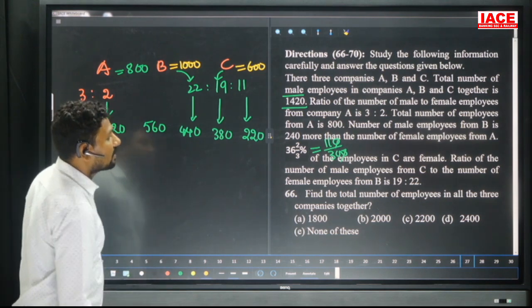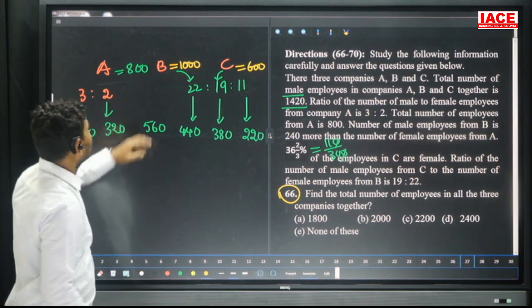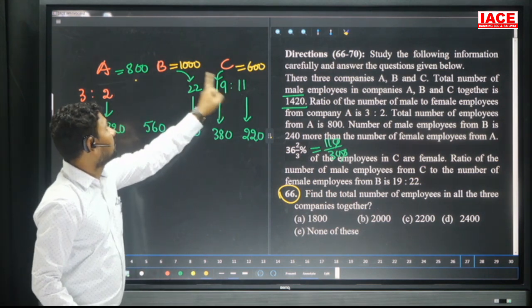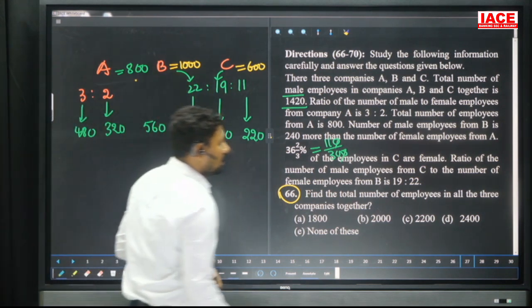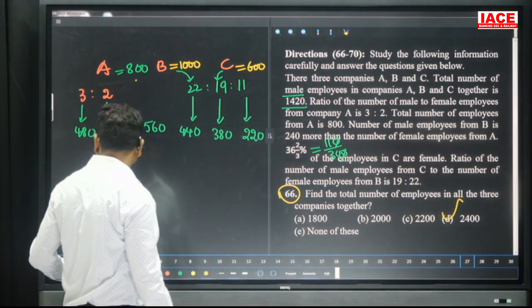Find the total number of employees in all the companies together. Look at the question. Total number of employees here. So 800 plus 600, 1400, 1400 plus 1000, 2400. Our option is D. And move to the next question.